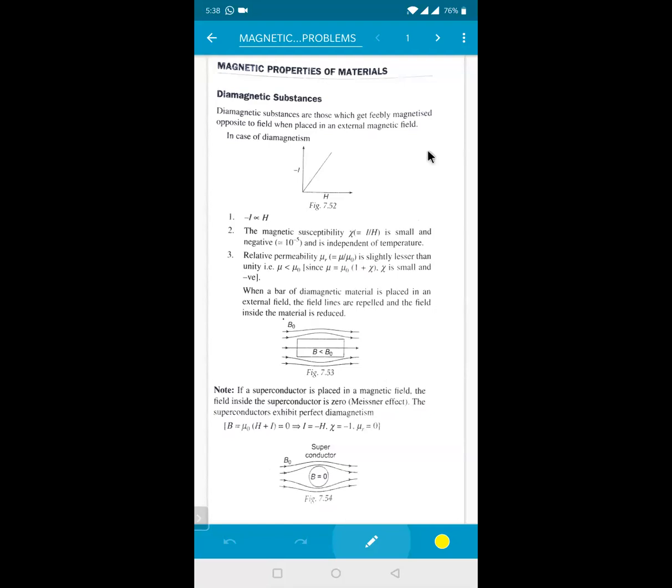For this one, we'll be talking about the properties of metal in the form of dia, para, as well as ferromagnetic. Theoretical questions have been based upon this, and we'll try to do all of them. And there are some graphical questions also. We need to do even those graphical questions.